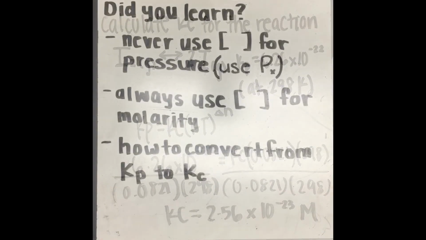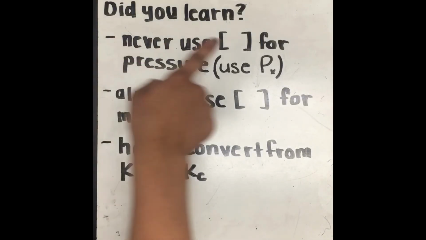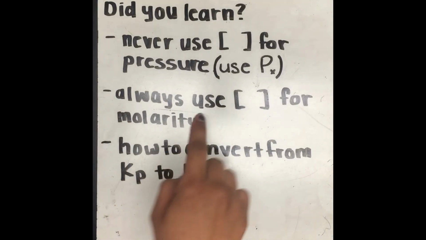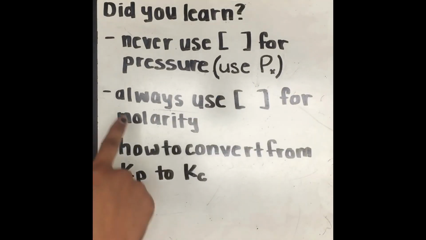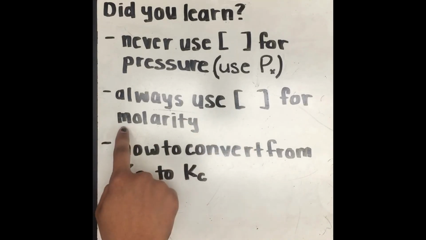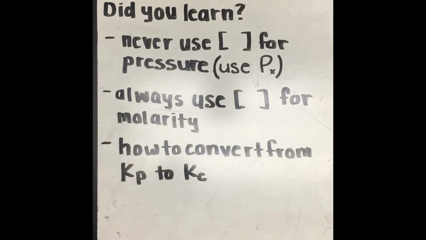So, did you learn never to use brackets for pressure? Always use parentheses and the P with the element. Always use brackets for molarity. And did you learn how to convert from KP to KC using that formula that is not on the green formula sheet? Don't forget to memorize it.